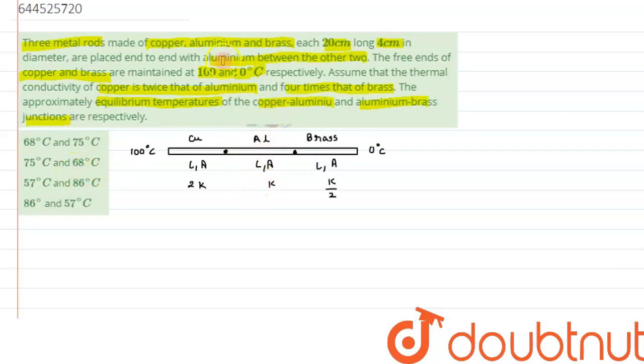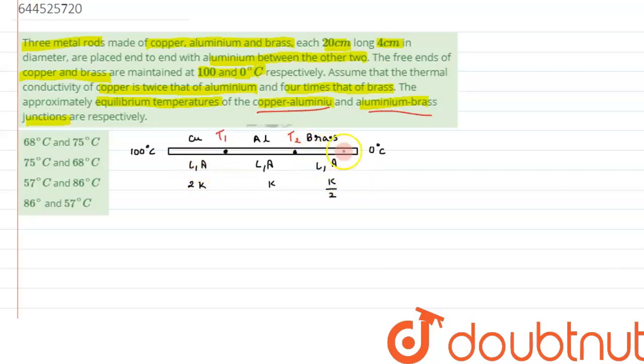So here in the figure we can see there are three rods joined end to end, and the end of the copper rod is at 100 degrees Celsius and that of brass is at 0 degrees Celsius. We have been asked to calculate the equilibrium temperature between copper-aluminium and aluminium-brass. So let's suppose the temperature between copper and aluminium is T1 and between aluminium and brass is T2.